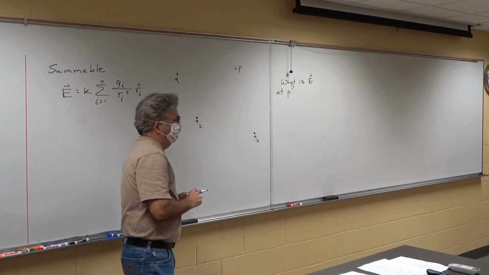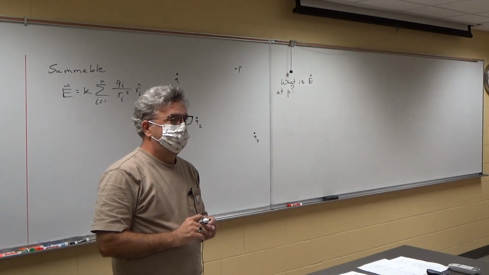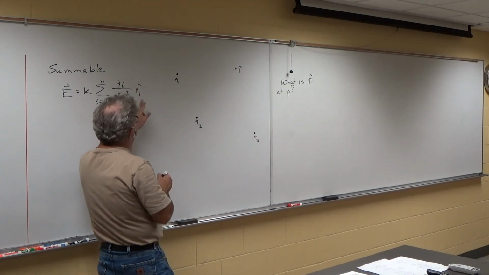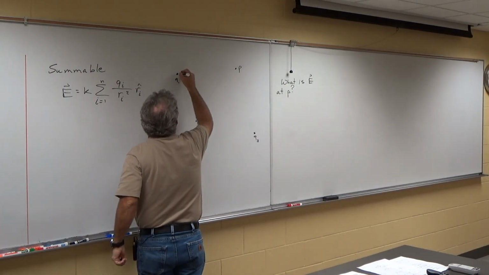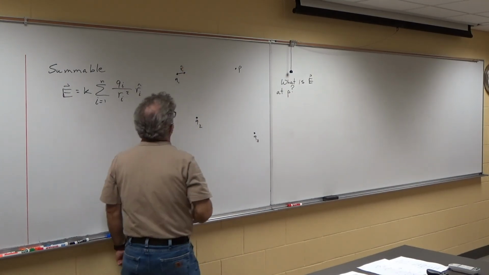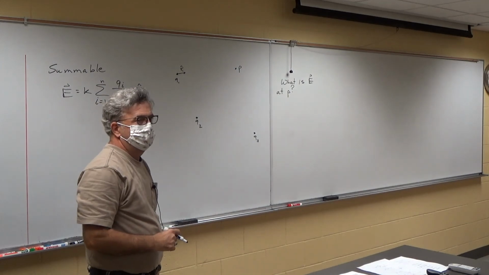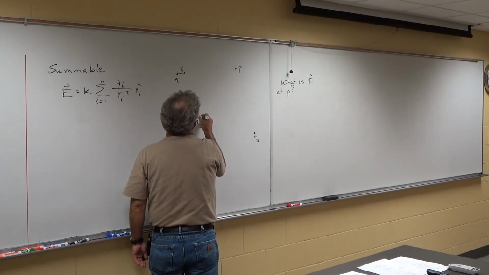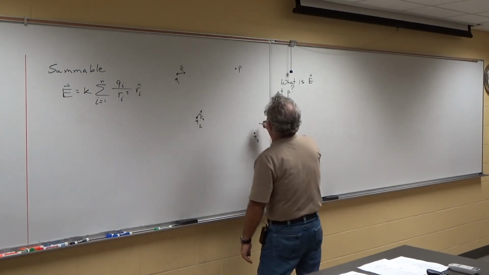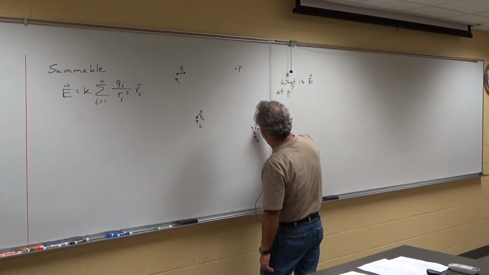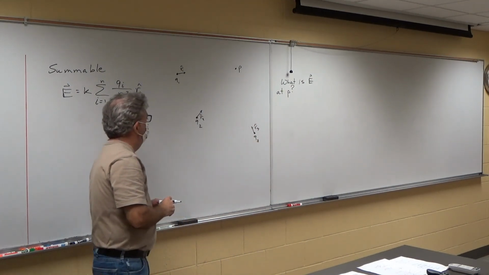Sum it up. These little radial vectors point from the charge to the point of interest. They can move around anywhere you need them. Try to get it straight. There's R2 hat, and there's R3 hat.